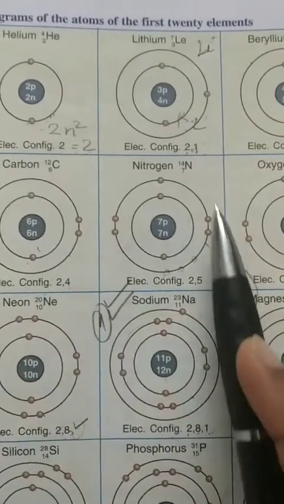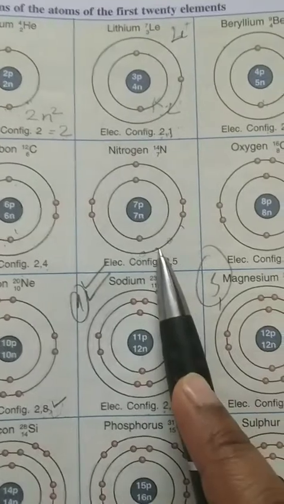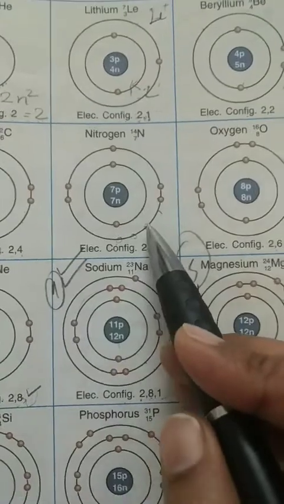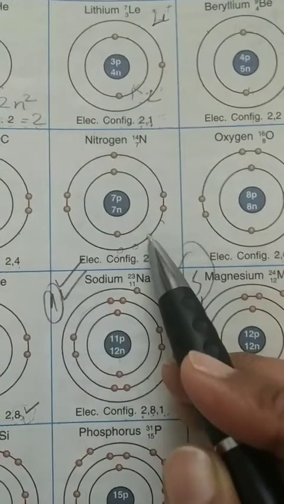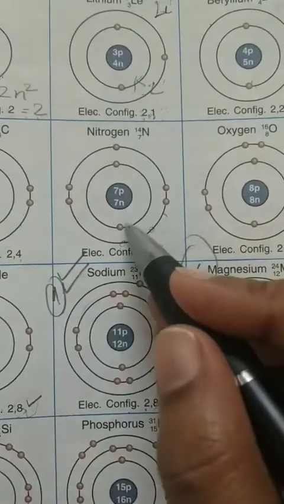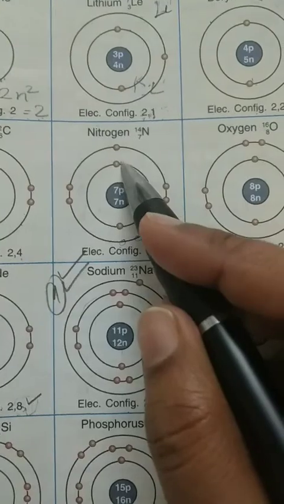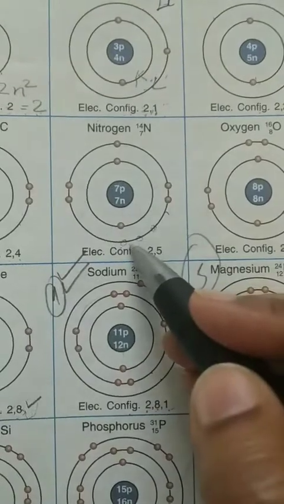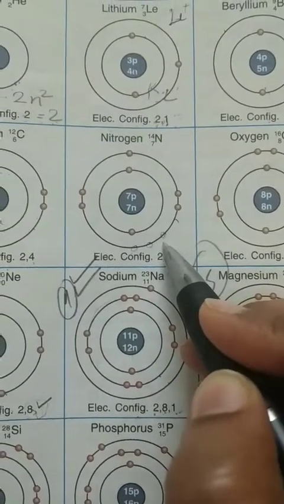So, giving 5 is easier or taking 3 is easier? For nitrogen, taking 3 electrons is easier. When it takes 3 electrons, it has a total of 10 electrons. Total. 8 in the outermost shell and 2 inner shell. Total of 10 electrons, but it has only 7 protons. So, how many extra negative charges it has? 3 negative charges extra. So, nitrogen, this is the symbol of nitrogen, it becomes N-3 by taking 3 electrons.